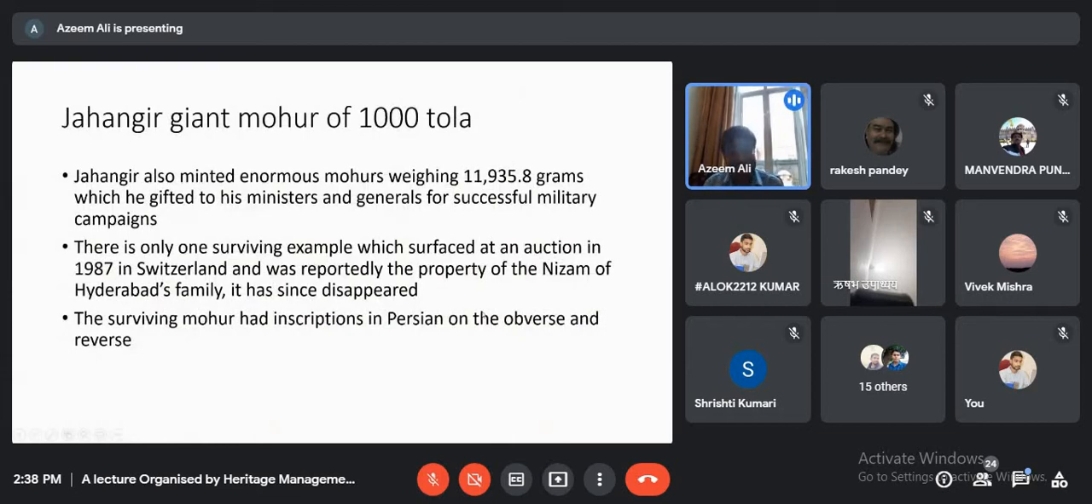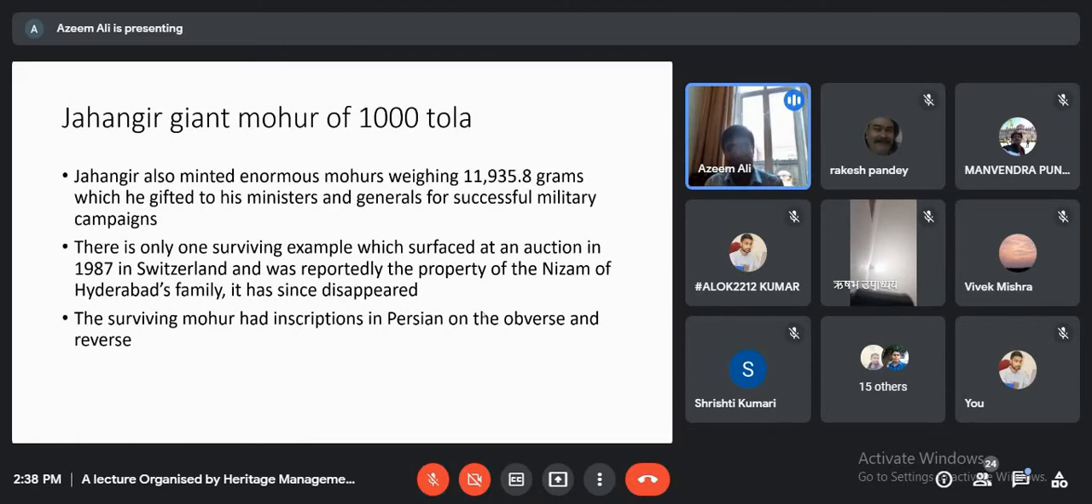And then Jahangir also minted these kind of enormous mohurs. I think among the biggest gold coins ever minted anywhere in the world. And one such example weighed about 11,935 grams, so it's just under 12 kilograms, so massive gold coin. And these gold coins were gifted to his ministers and generals after conducting successful military campaigns.